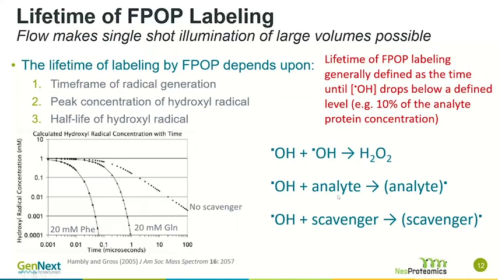The second pathway of hydroxyl radical consumption is the useful one, when the hydroxyl radical reacts with your analyte protein to give you an analyte radical. Okay, this is what we care about. This is what we want to happen. And then the third one, always important to keep in mind and to have at the front of your mind when you're designing your FPOP experiment, is what I call everything else: the hydroxyl radical reacting with anything in your solution that's not your analyte and not other hydroxyl radical.